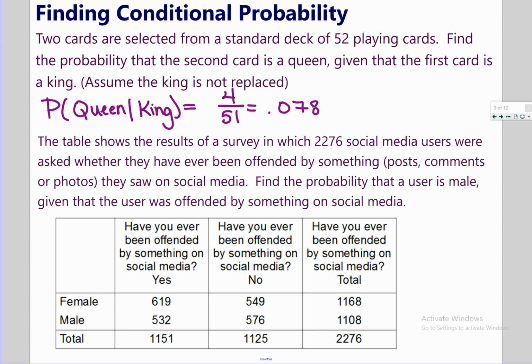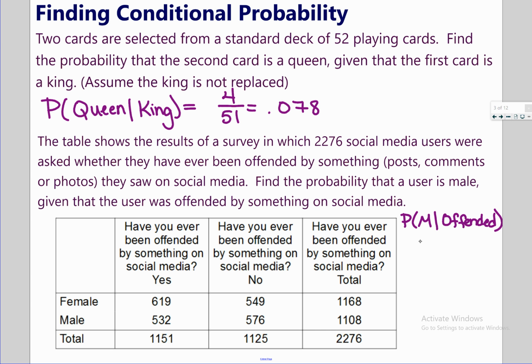The table shows the results of a survey in which 2,276 social media users were asked whether they have been offended by something, posts, comments, or photos that they saw on social media. Find the probability that a user is male, given that the user was offended by something on social media. Okay, so we are calculating the probability that we select a male, given that they were offended.